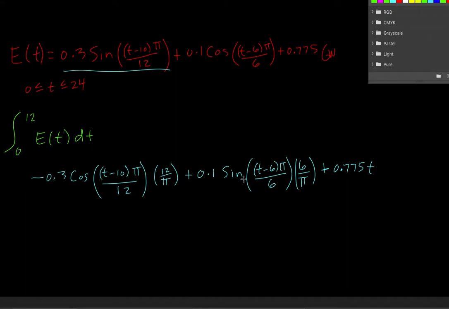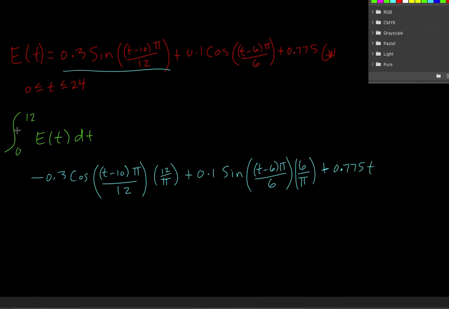And then cosine turns into sine. I still have my 0.1. It's still positive. And for similar reasoning, I have to times this by 6 over pi because I'm dividing by the derivative of the inside. And then my 0.775 just gains a t on the end.